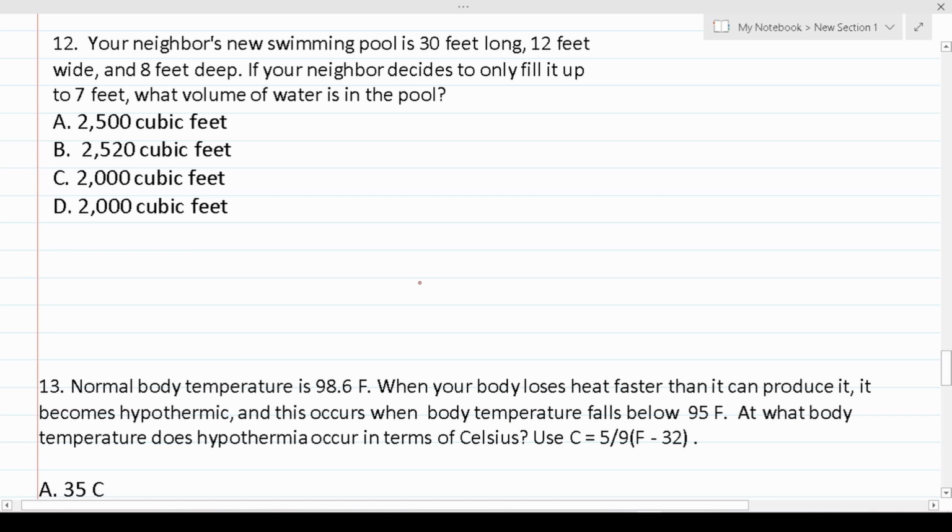Number 12 says your neighbor's new swimming pool is 30 feet long, 12 feet wide, and 8 feet deep. If your neighbor decides to only fill it up to 7 feet, what volume of water is in the pool? So it should be obvious that we're dealing with a rectangular prism here. So let me go ahead and draw that out if you need it.